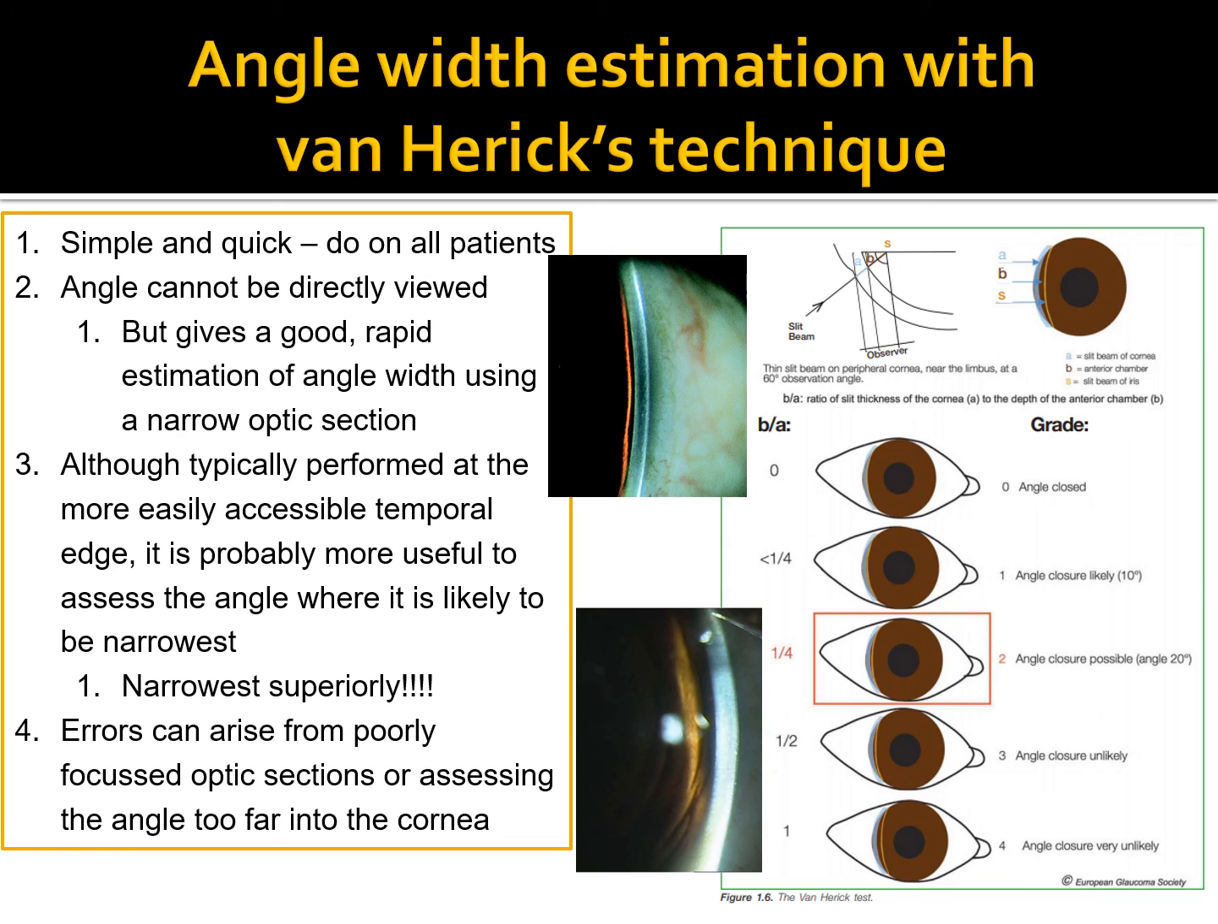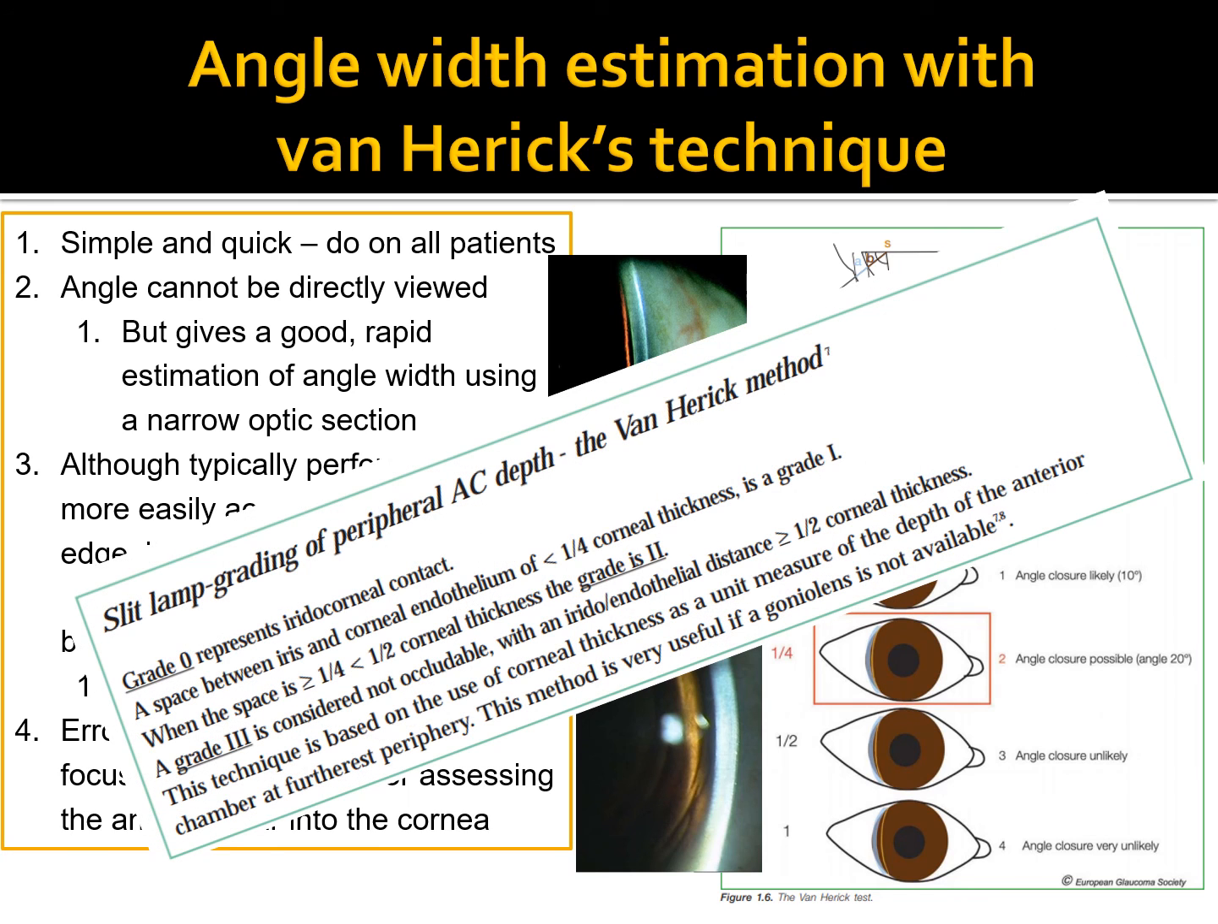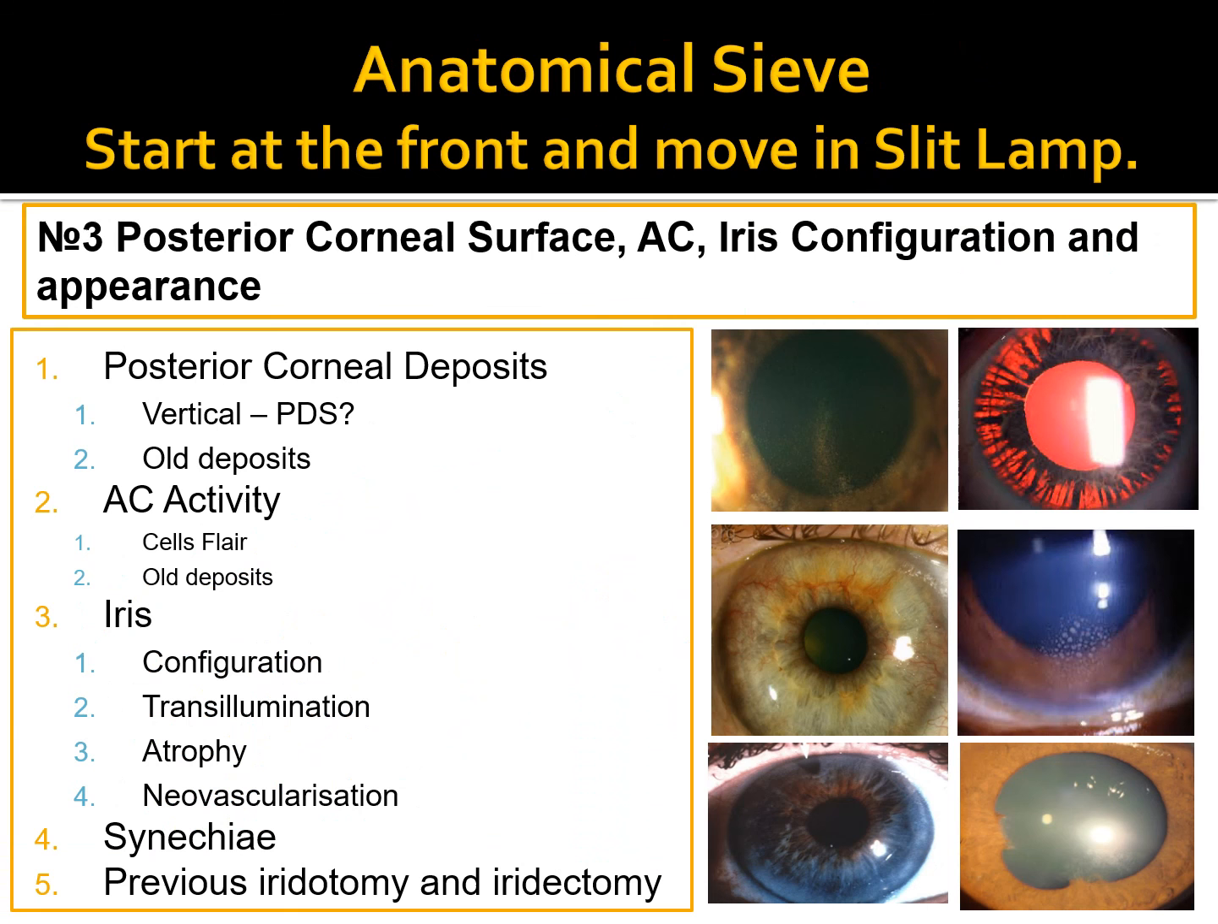Okay, well, you can read about Van Herrick's, the way we measure it. I think we all know it. But basically, it grades from 0 being closed to 4 being wide open. And incidentally, grade 3 and 4, if you've graded them accurately, are technically not closable. 2 and 1 can be closable, but 3 and 4 are not.